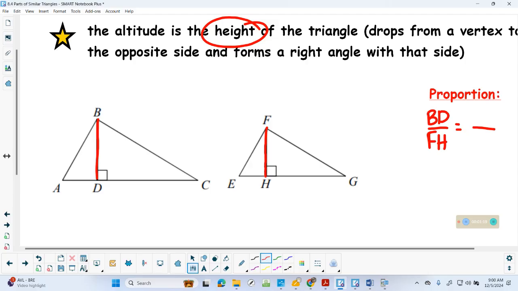Now, it depends on what sides they give you. They could give you the left sides, so you could have BA over FE. I'm not going to get carried away and put all the different possibilities, but they could give you these right sides also. The key is you have to start with the altitudes, the segments that make the right angles. That's the first thing I'm going to be looking for. Then it's a matter of whether they give you the green sides or the purple sides. They're not going to give you both green and purple. You're going to have one or the other.